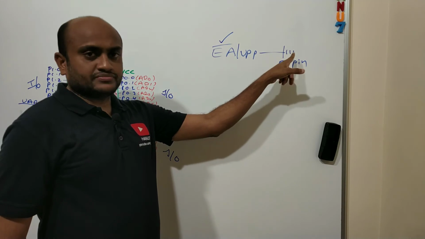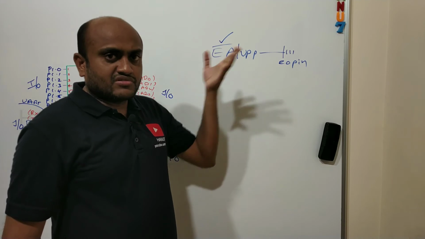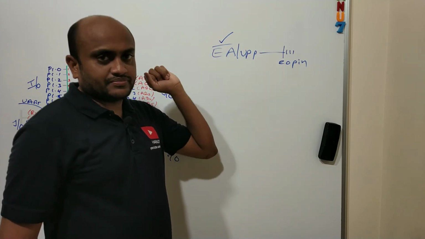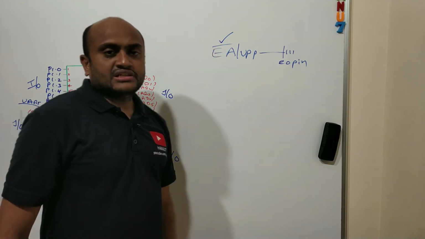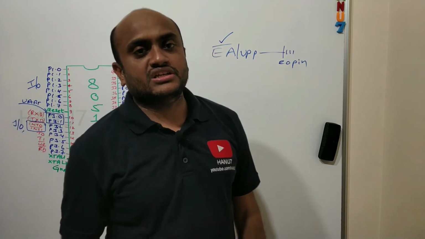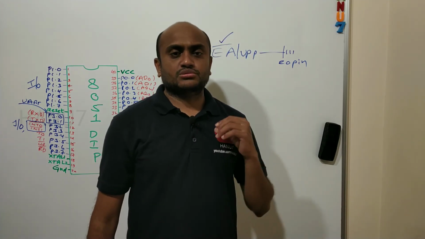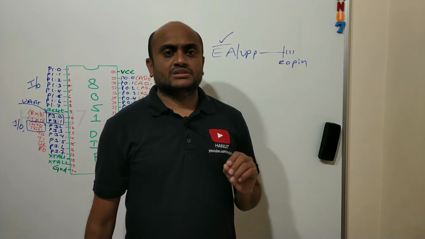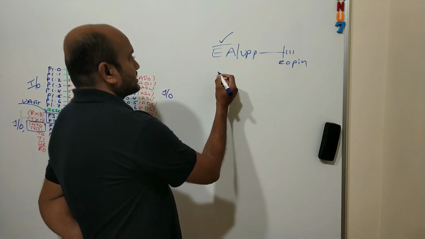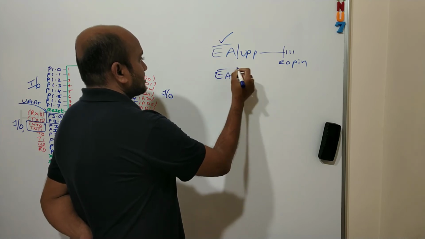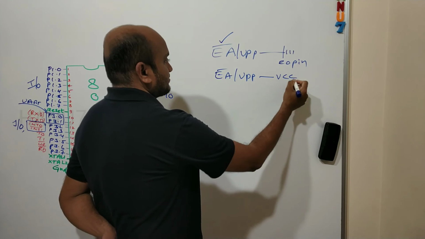There is a bar on the signal, so external access will be selected if I connect it to the ground. If I give a logic 1 to that pin, it will select VPP. So if I connect it to the ground, it indicates external access. That means the code is there in external memory. Then the microcontroller will get clear information that it has to go to the external memory and execute the code from there. If we are not using external memories, then we have to connect this particular pin, EA bar/VPP, to VCC.